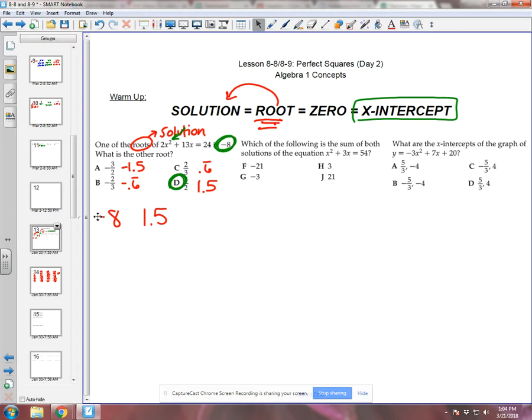I'll be right with you, okay? Which of the following is the sum? Folks, what does sum mean to do? Add both the solutions. So you see this right here, don't you? Type that into Desmos.